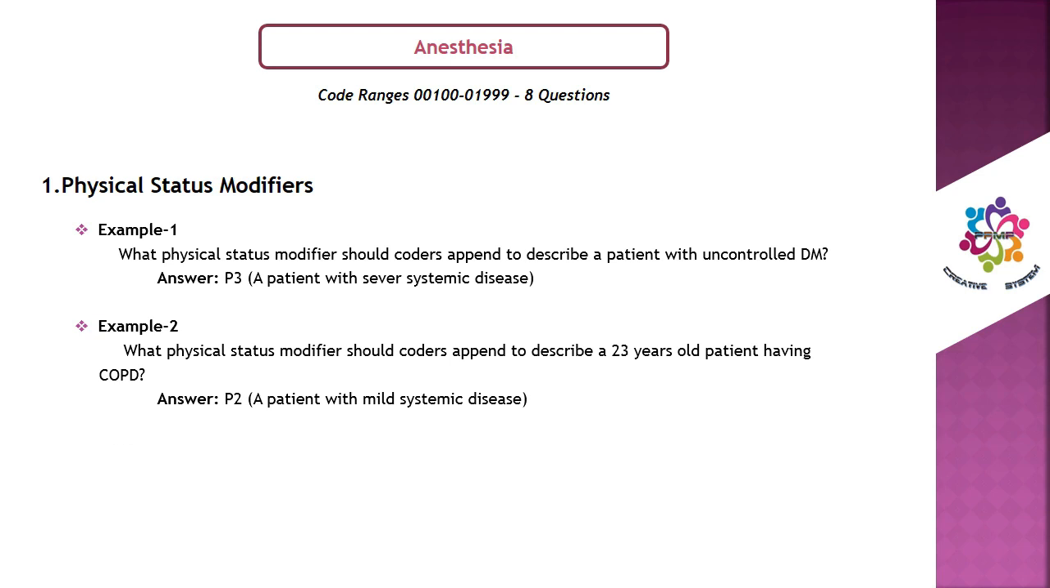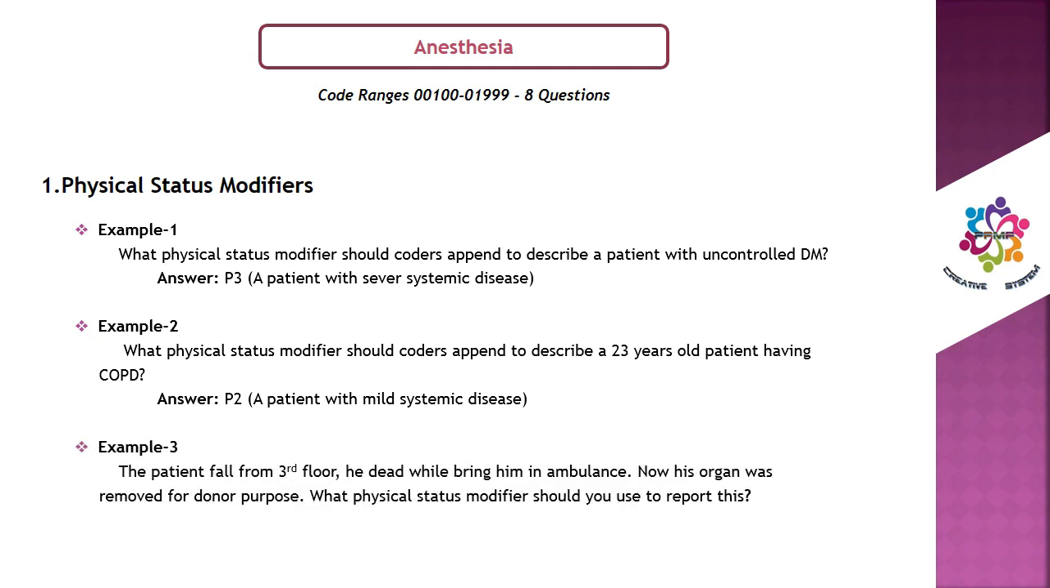Let's see example number 3. The patient fell from the 3rd floor and died while being brought in the ambulance. Now his organs were removed for donor purposes. What physical status modifier should you use to report this? Guess it, what will be the answer? Yes, correct. The answer is P6. Because the patient died while being brought in the ambulance, so his organs are being removed for donor purposes.